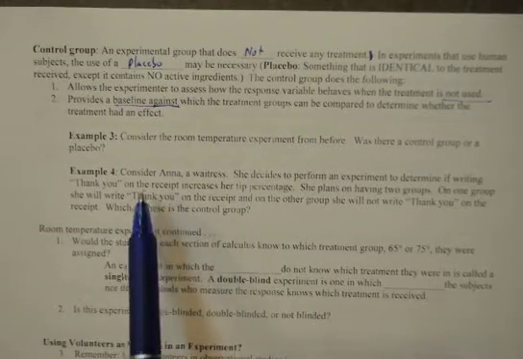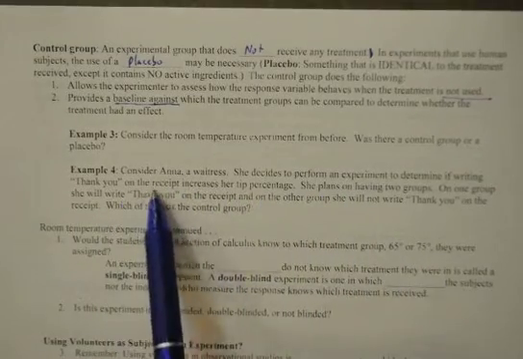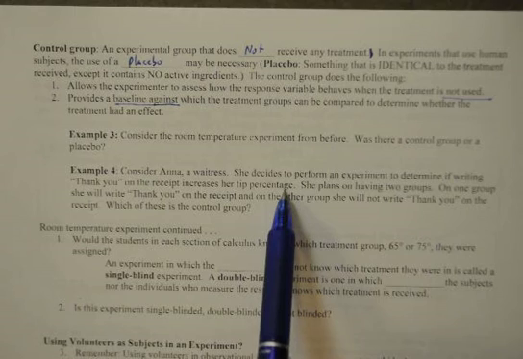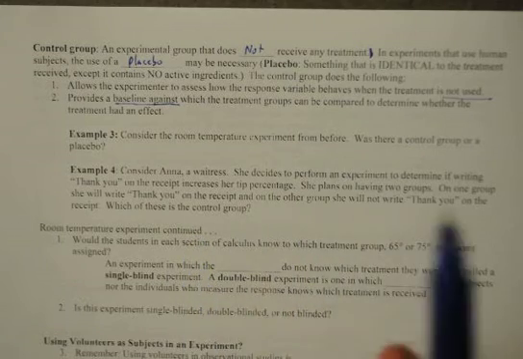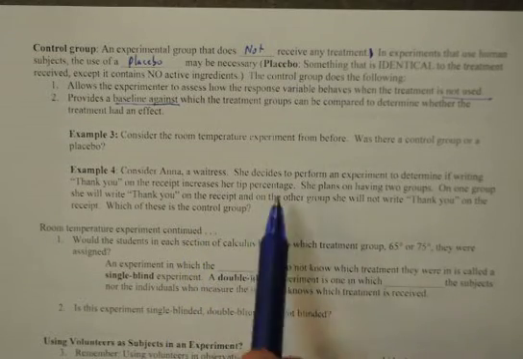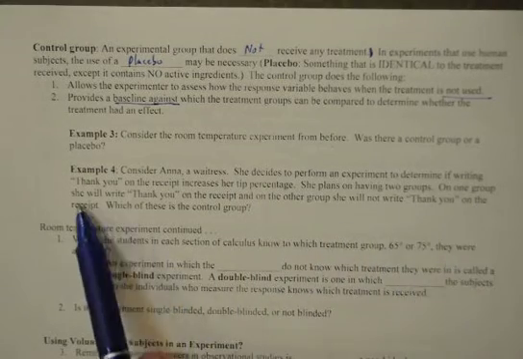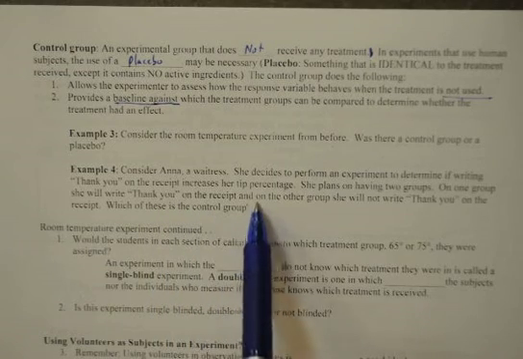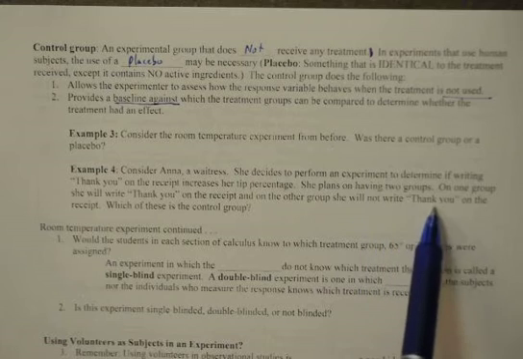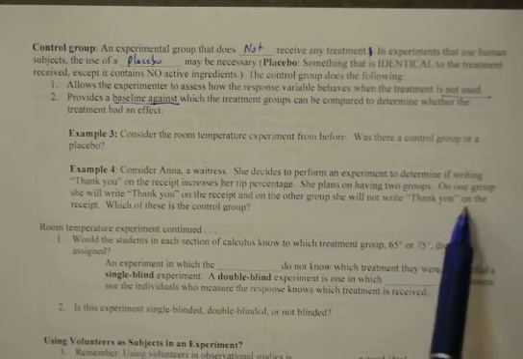Example 4. Consider Anna a waitress. She decides to perform an experiment to determine if writing thank you on the receipt increases her tip percentage. So think about how she would do this experiment. Alright, she's got a certain number of receipts, a certain number of clients, we'll say, I don't know, people getting food. She plans on having two groups. One group, she will write thank you, that's one treatment on the receipt, and the other group, she will not write thank you. It's no treatment. That's your control group.